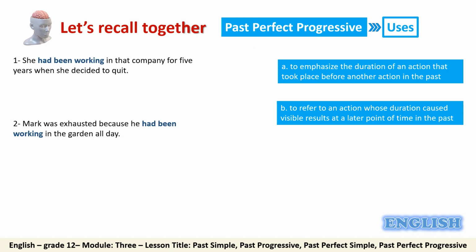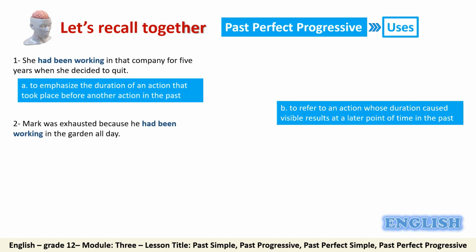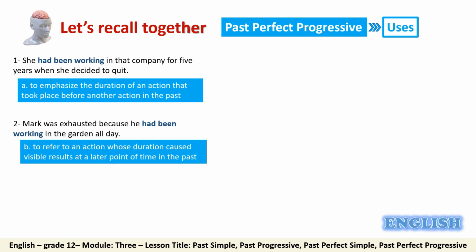Excellent. Now let's correct. For sentence number 1, why do you think the past perfect progressive is used? Exactly. It is used to emphasize the duration of an action that took place before another action in the past. And of course, for the second sentence, the past perfect continuous is used to refer to an action whose duration caused visible results at a later point of time in the past.